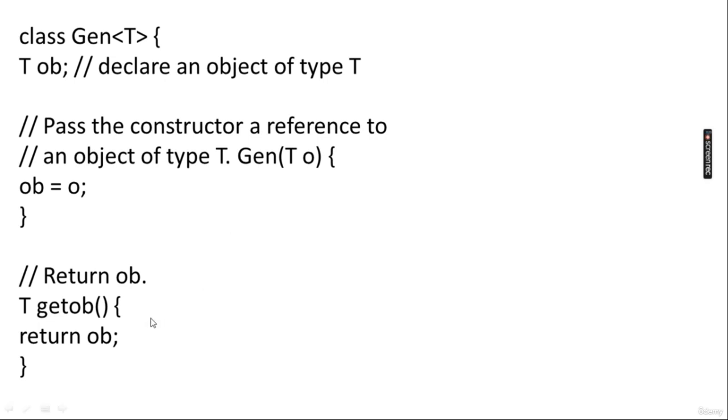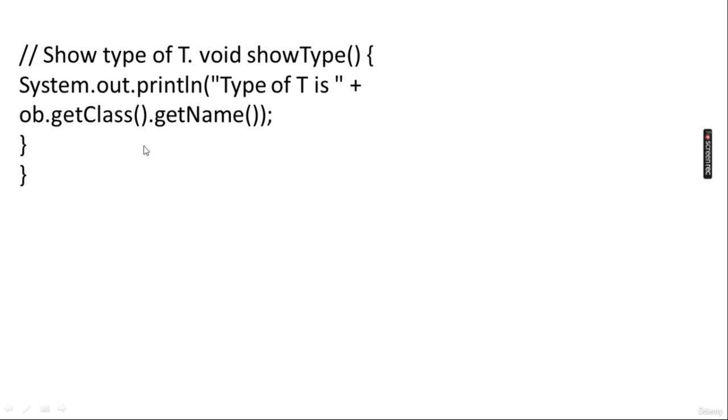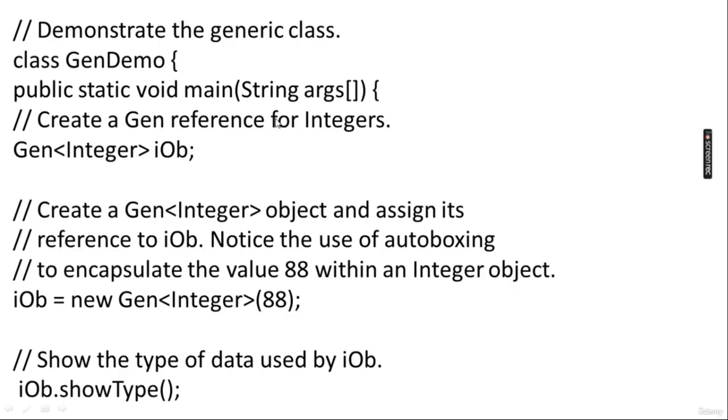This is the initialization process. This is the return process: T getObject, return object. Then showType, void showType, System.out.println, "Type of T is " + object.getClass().getName(). Okay, so here what we are doing is getting the name and displaying it with System.out.println. Now the main method. In the main method, we are creating a generic object of type Integer.